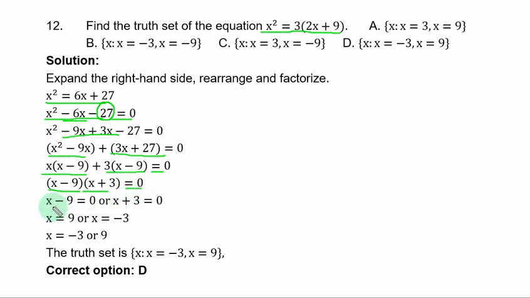It follows that s minus 9 is equal to 0 or s plus 3 is equal to 0. If you transfer the respective constant terms, you have s equal to 9 or s equal to minus 3. That is, s is equal to minus 3 or 9. The truth set is option D.